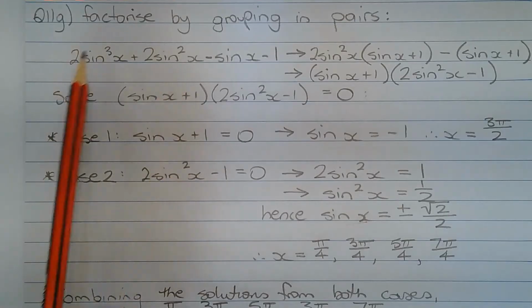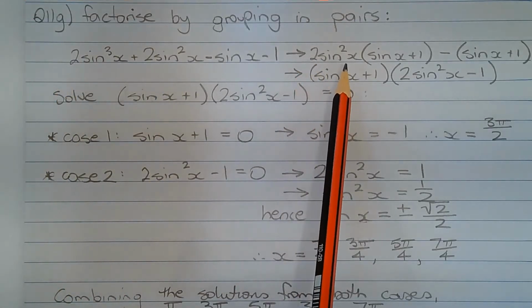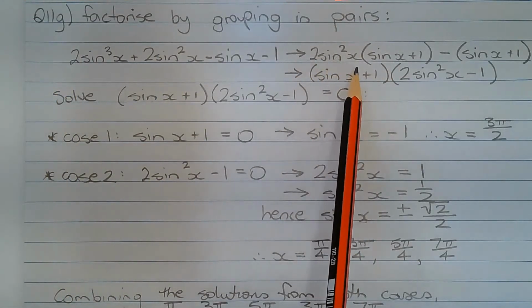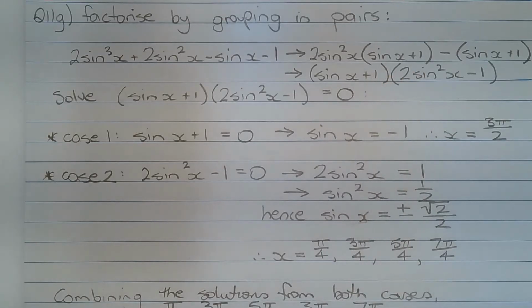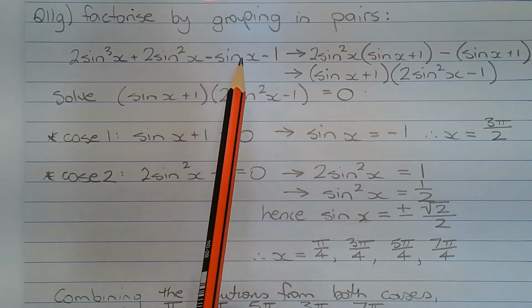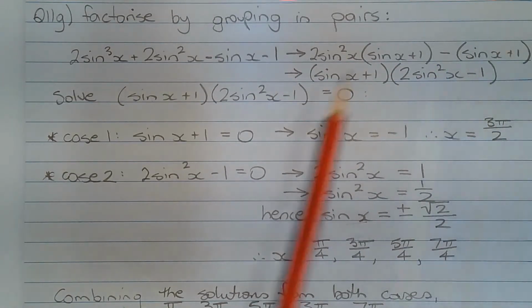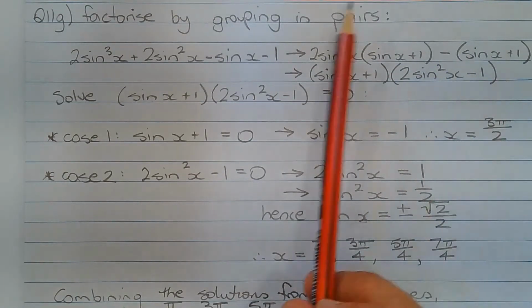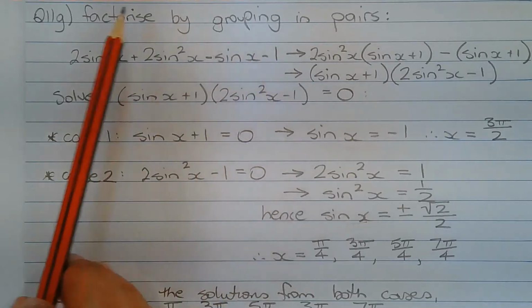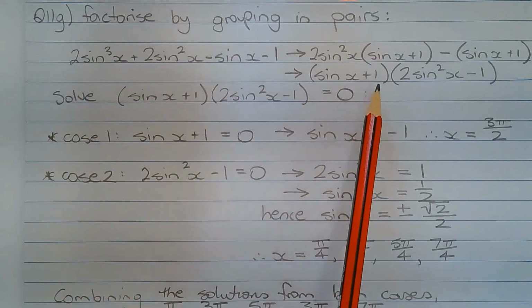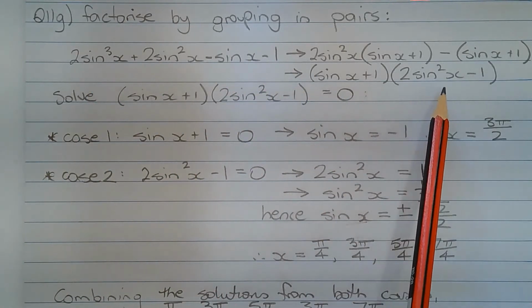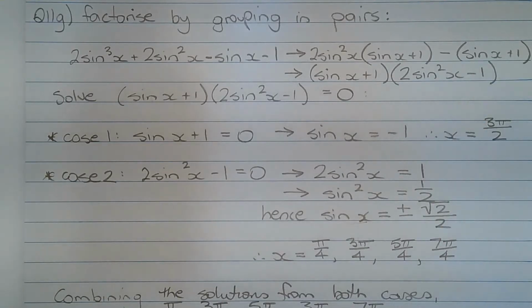Now with the first pair of terms, we can factorise out 2 sine squared x. So that can be written as 2 sine squared x outside of sine x plus 1. And with the second pair of terms, we can factorise out -1. So that becomes minus sine x plus 1 in brackets. So to complete the factorisation, we can write this expression as sine x plus 1 in brackets multiplied by 2 sine squared x minus 1 in brackets.